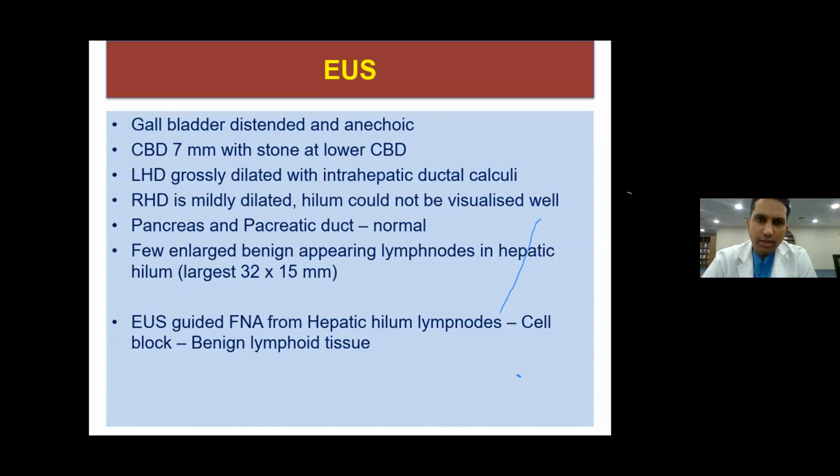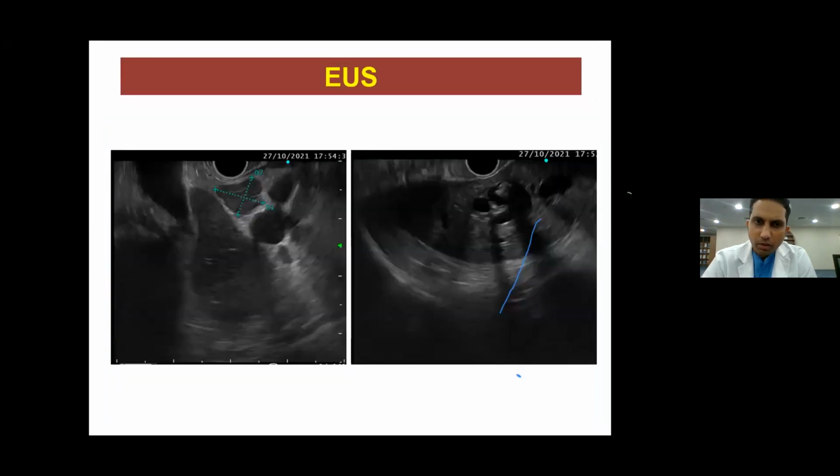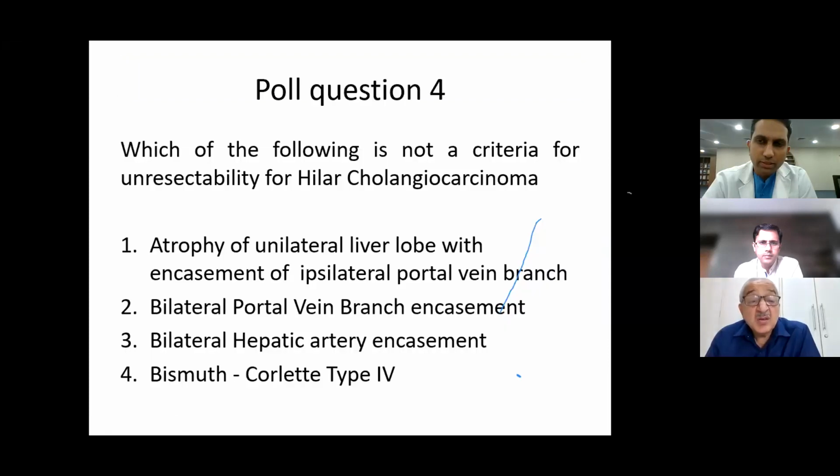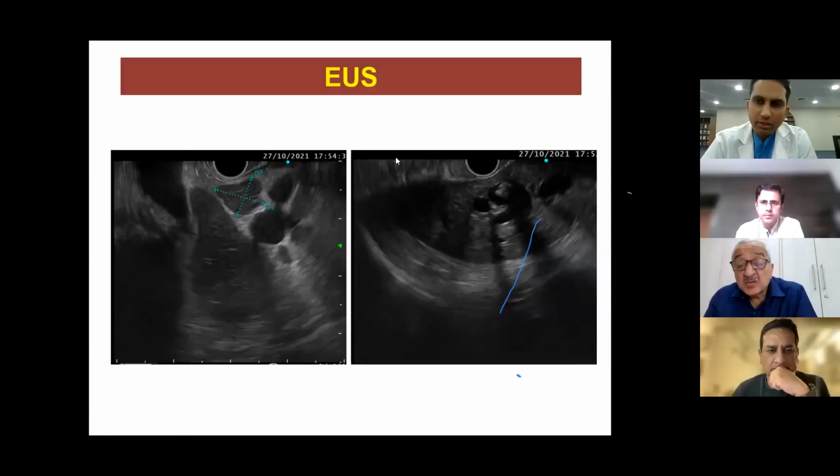A few enlarged lymph nodes were there, but they were benign appearing. We took an EUS FNA from the hilar lymph nodes, but the tissue turned out to be benign lymphoid tissue. In the left picture, you can see the lymph node which is marked. There is no necrosis. A lobulated lymph node is there, and towards the right, you can see the left hepatic duct with the intrahepatic calculi. You can see the post-acoustic shadowing of the calculi there.